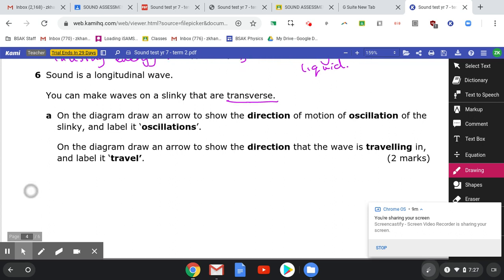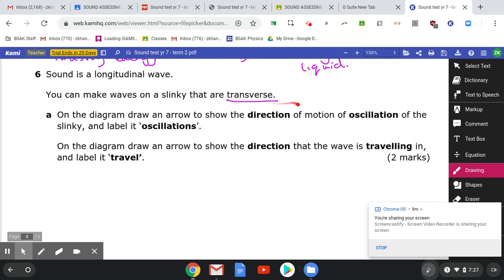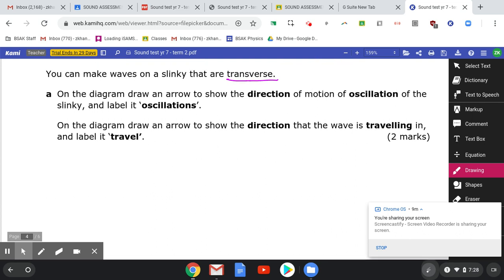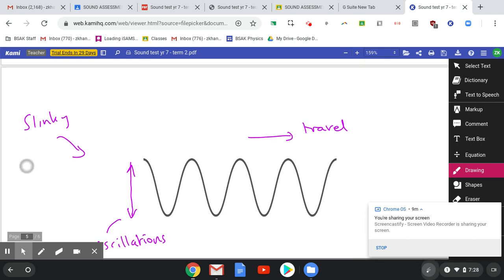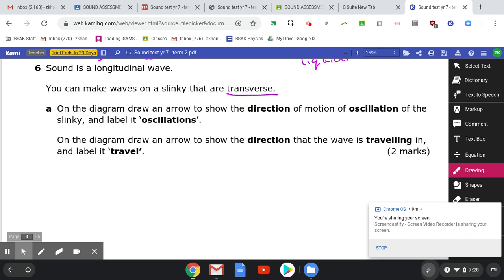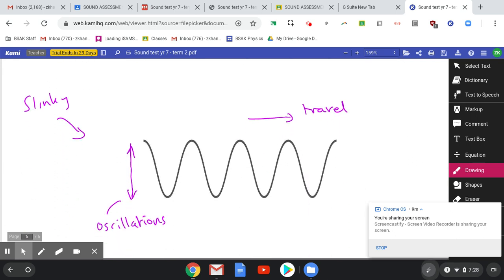Okay, question 6. You can make waves in a slinky that are transverse. Gabriel did this as a demo. We all stood up and we watched the demonstration. Now, this here is the wave that they are discussing. The first point is on the diagram, draw an arrow to show the direction of motion of oscillation of the slinky. So they want to know which way must my hand move to create a wave like this. So my hand should move up and down like that to create a wave like that on the slinky.